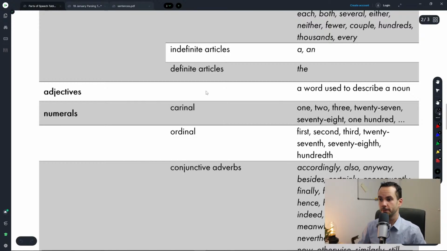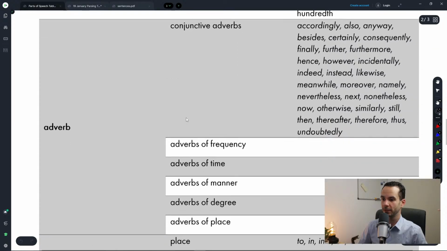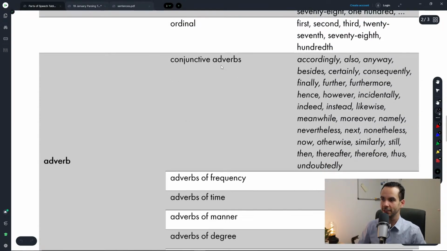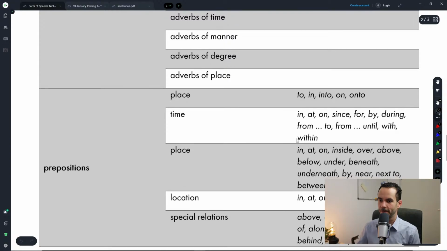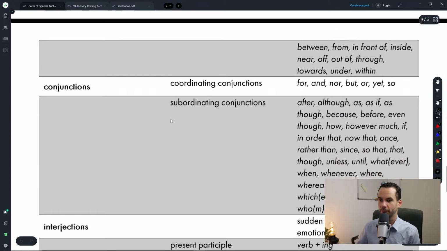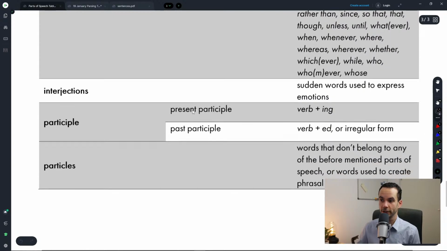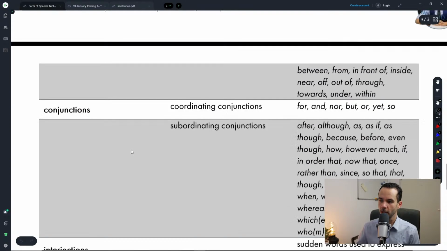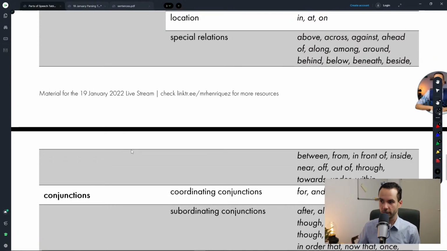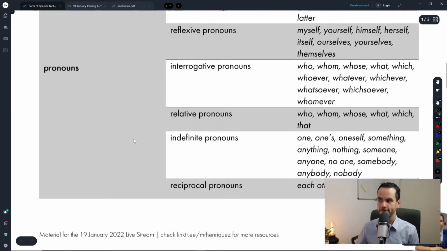We have our numerals, cardinal and ordinal numerals. Then we get our adverbs, our conjunctive adverbs. We have our adverbs of frequency, adverbs of time, adverbs of manner, adverbs of degree, and adverbs of place. I was a bit lazy here. I didn't want to put all of the adverbs in there. Our prepositions, our conjunctions, interjections, participles, and particles. So these are all the parts of speech that we're looking at today.